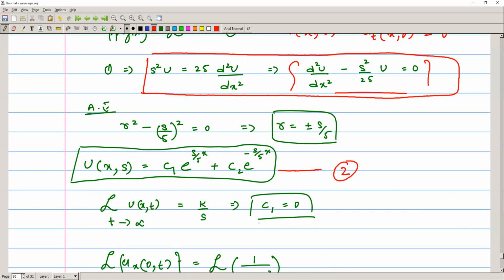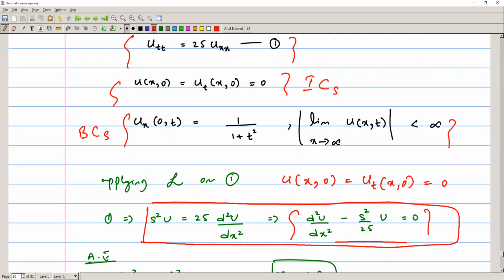Now, applying the Laplace transform on the boundary condition. Similarly, the boundary condition is given as, t tends to, it's x tends to infinity, right? Not t, it's x tends to infinity.